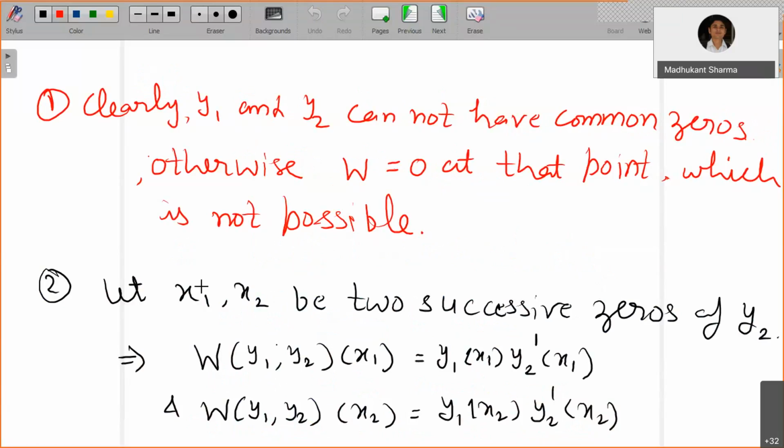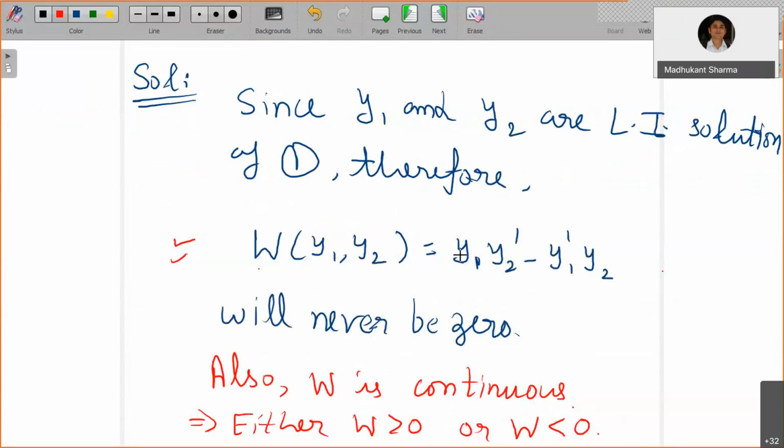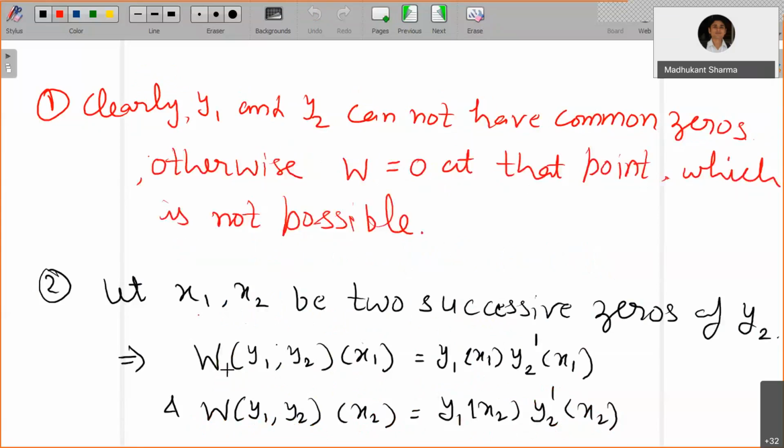Let us assume that x1 and x2 are two successive zeros. At x1 and x2, what will be the possible values of the Wronskian? Because y2 at x1 is 0 and y2 at x2 is 0, this part will not be there. Only y1 at x1 into y2 dash at x1, and y1 at x2 into y2 dash at x2 respectively remain. So this is the value at x1 and x2.